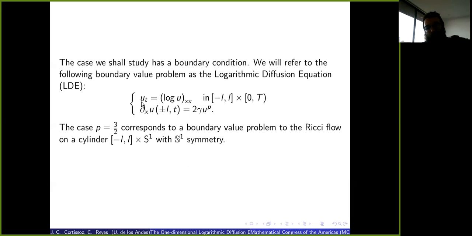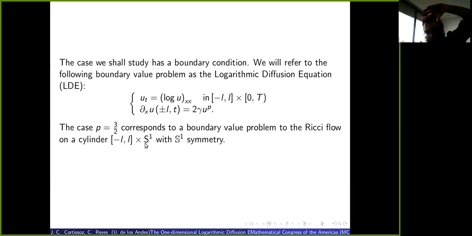This one's in the second line. So you have the logarithmic diffusion equation in one dimension here. And then you say that the derivative, here I might be missing a plus and minus in front of the two. So the derivative with respect to x at the end points of the closed interval, which is where this partial variable lives, if you take the derivatives, is gonna be equal to a multiple of a power of u. The case p equals 3/2 corresponds to a boundary value problem for the Ricci flow on a cylinder.